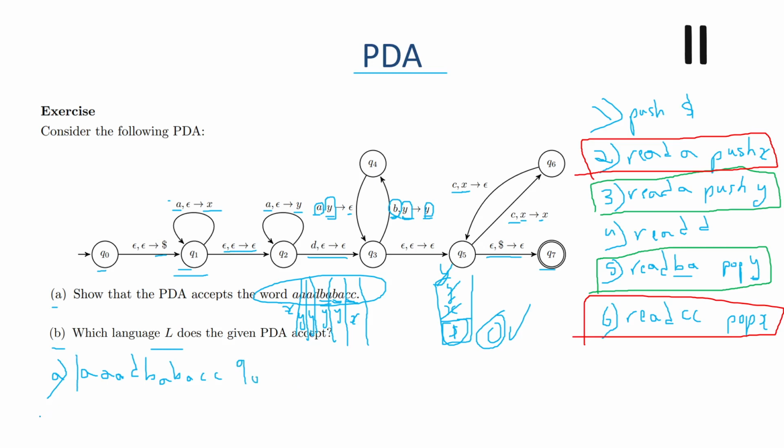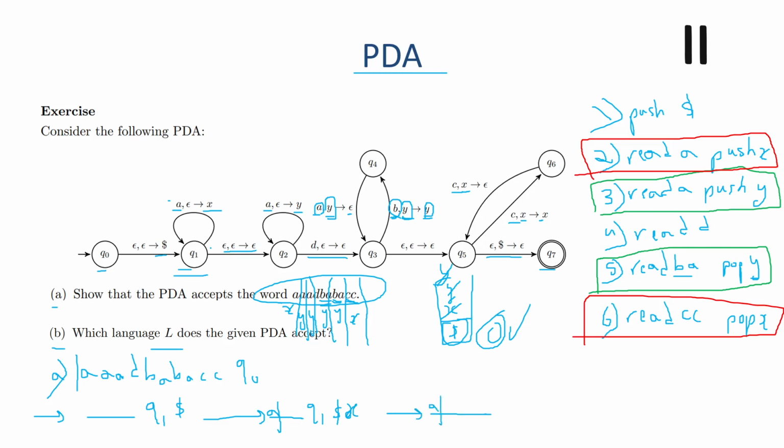Then you go to Q1. You still haven't read anything, but in your stack, you have $1. Then you stay in Q1, right? I stay in Q1. So far, I've read 1A from my string, and I push $1 and then an X. Then I go to Q2.